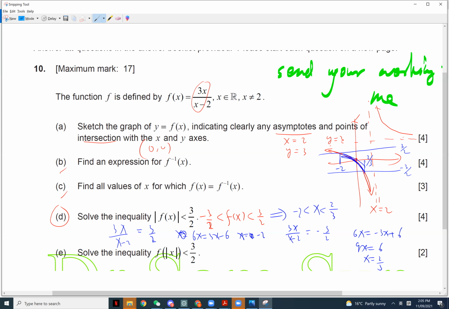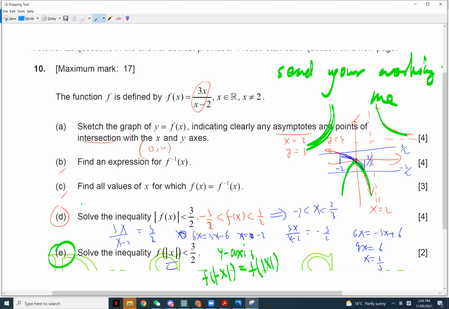For part E, if you have absolute value inside, just around x, the graph changes to symmetrical about the y-axis. This type of function is called the even function. Negative 3 and positive 3 for x, they give you the same y value. So symmetrical now. So how do we sketch the graph? This part, symmetrical here. This part, symmetrical just here. So this green graph for E, the green graph below 3/2, just this part in the middle. So the answer, -2 to +2.